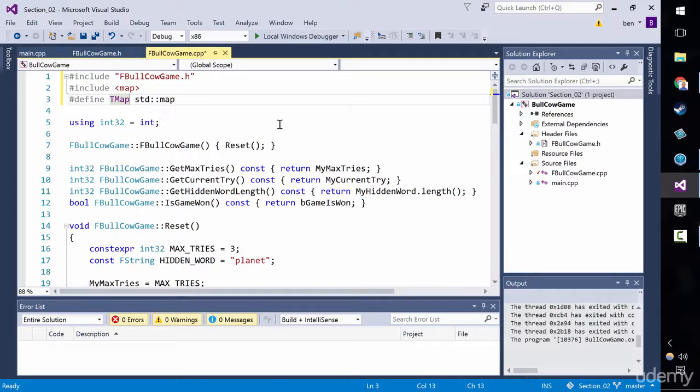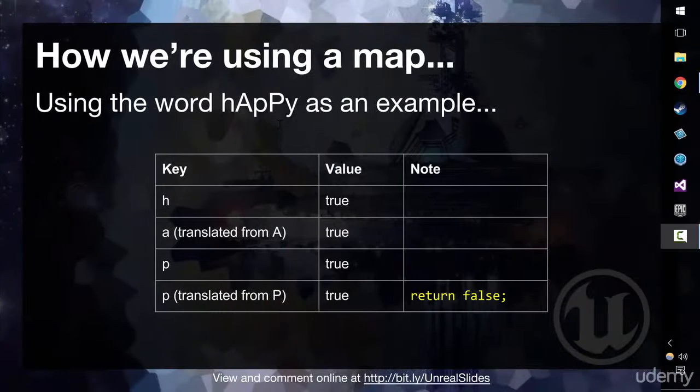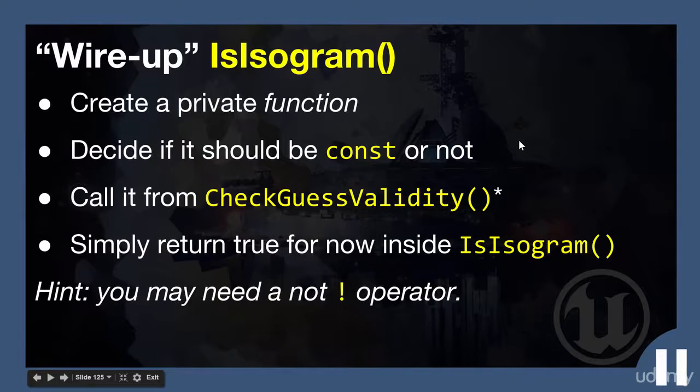All right, so let's now start laying the foundations for doing this. Let's give you your first challenge of this video. I want you to wire up isIsogram. Create yourself a private function inside the class, decide if it should be constant or not, call it from check guess validity, and simply return true for now inside isIsogram. isIsogram is going to be an empty function, okay? And your game should behave exactly as it does now. It's just that it's calling this empty isIsogram function. So go ahead, pause the video, and wire up isIsogram right now.